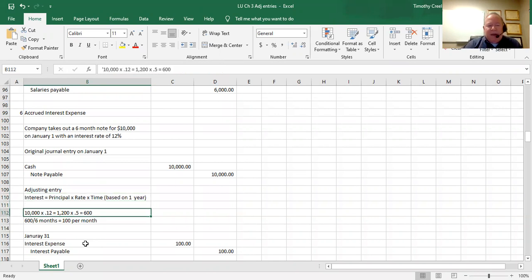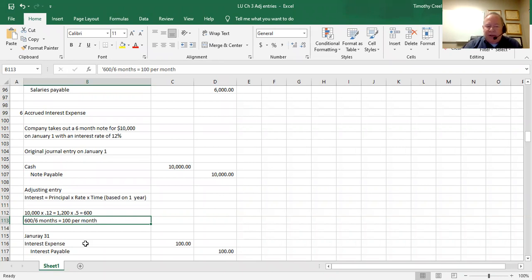In this example, I would take the principal, which is $10,000, times the rate, which is 12%, and that would equal $1,200. And then I would take that times time, which in this case is 6 months, which is half a year. So you see, that's why I've got 0.5 there, and it would equal $600. Now we could take that $600 and divide it by 6 months, and it would equal $100 per month. We could have also done this by taking the total times 1/12, and that would have also given us the monthly interest. A couple of different ways that we could have done this.